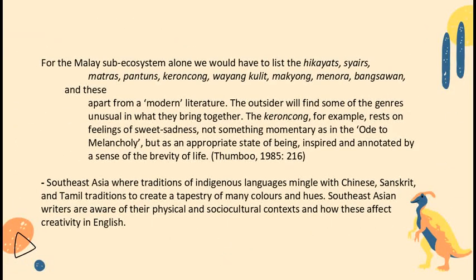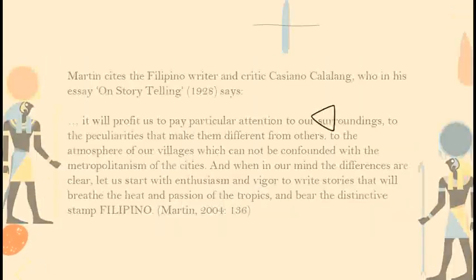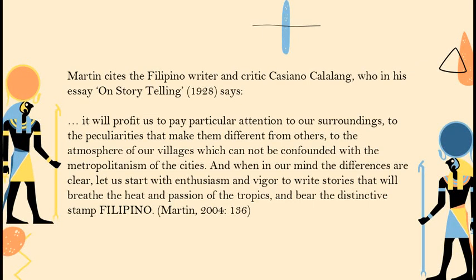Third, code mixing and code switching, used as a common strategy in communication. Locals switch from English to their local language for various reasons. Some are listed below. Fourth, figures of speech, similes, metaphors, and so on, drawn from the local context. For the Malay sub-ecosystem alone, we would have to list the hikayats, syairs, marsyals, pantuns, keroncong, wayang kulit, makyong, menora, bangsawan, and these. Southeast Asia, where traditions of indigenous languages mingle with Chinese, Sanskrit, and Tamil traditions to create a tapestry of many colors and hues.